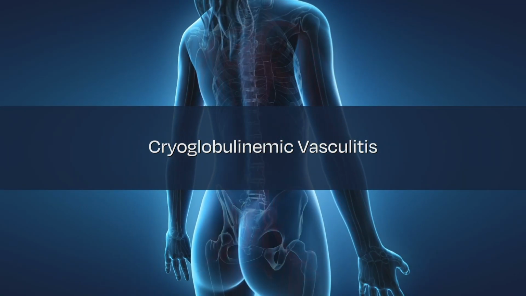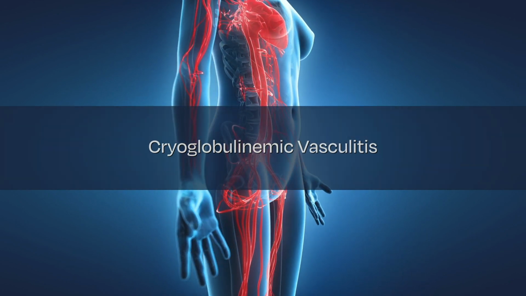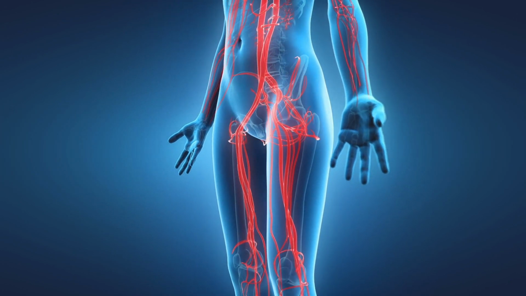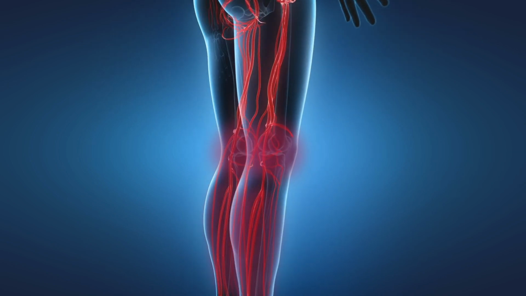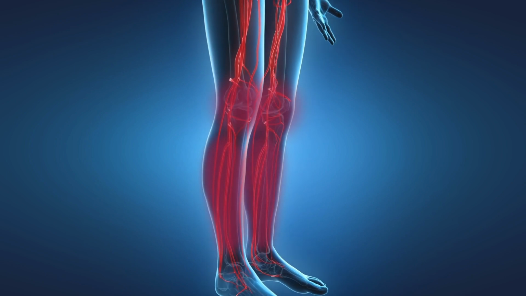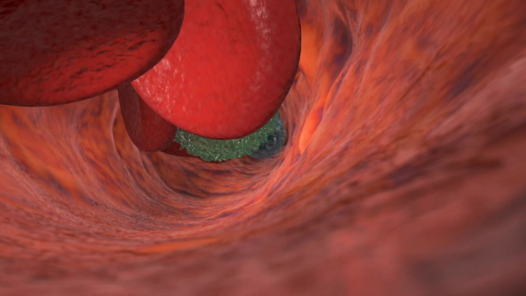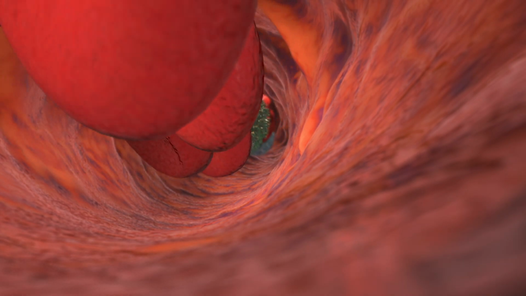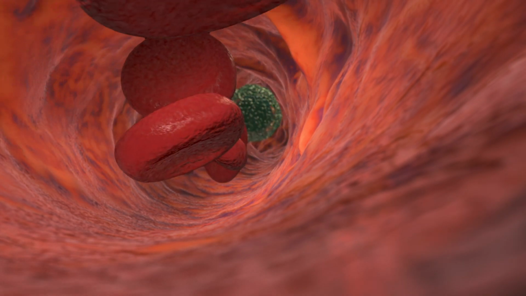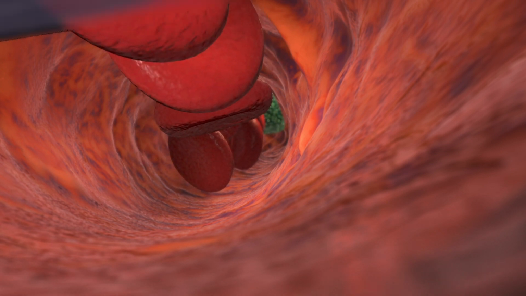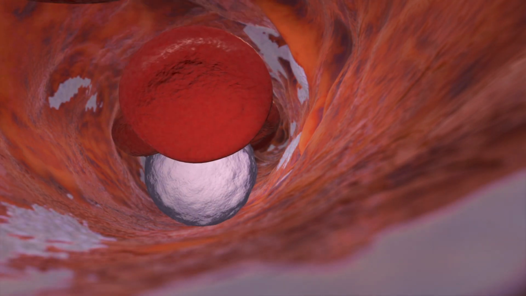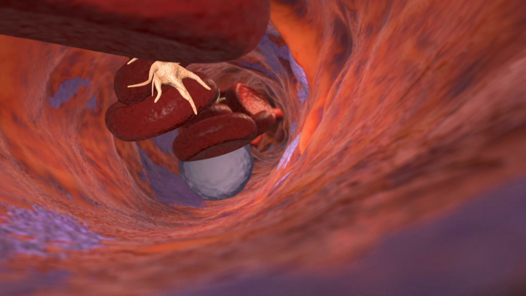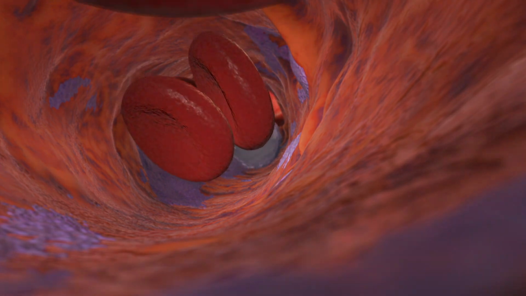Cryoglobulinemic vasculitis is an autoimmune disorder which affects small blood vessels, usually in the lower legs, and can cause weakness, joint pain, and a purplish red rash. The cause of this inflammation can be found if we look closely inside these tiny blood vessels. Here we are inside one of the affected blood vessels just under the skin. Over time, the vessel becomes inflamed in response to abnormal immune molecules called autoantibodies that build up on the blood vessel walls, eventually blocking it.